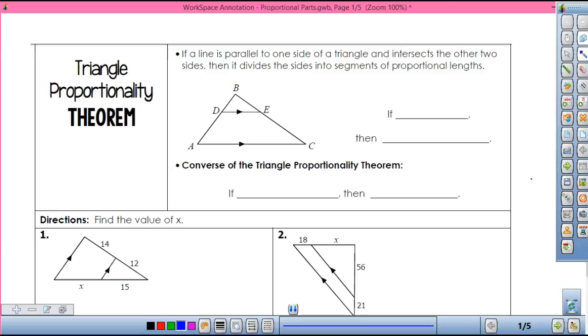All right. Triangle proportionality theorem. Okay. Not hard at all. So in words, it says that if a line is parallel to one side of a triangle, so if these two are parallel to one side and the other two sides, then it divides the sides into segments of proportional length. Okay?